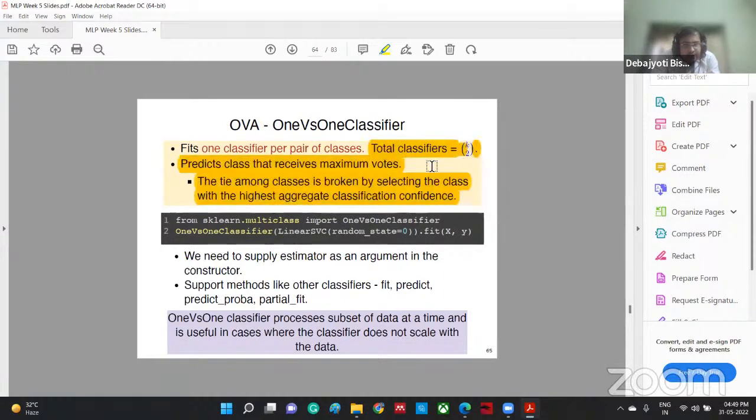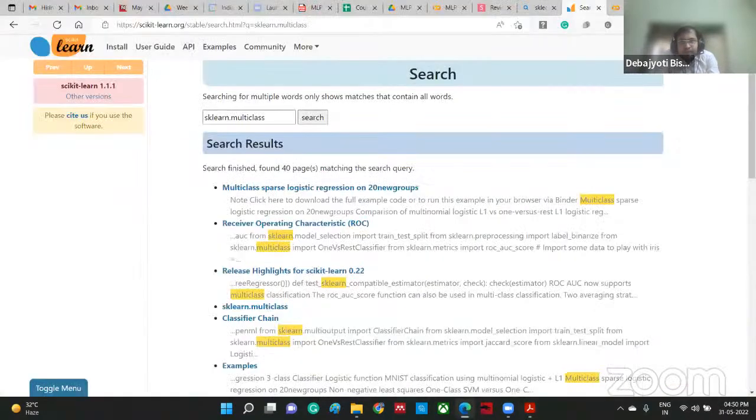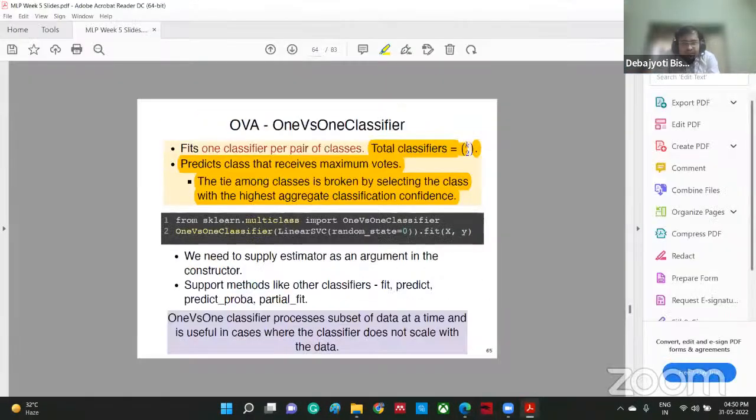Just wait, I will check this once and get back to you. So OVA and OVR, one minute. One versus one. Let me see whether I can give you some more details.